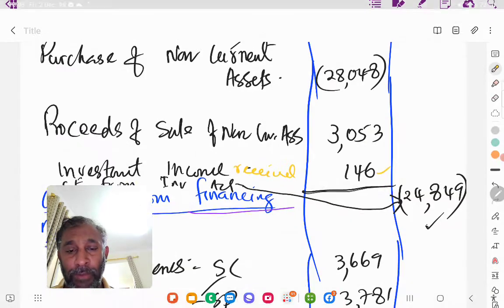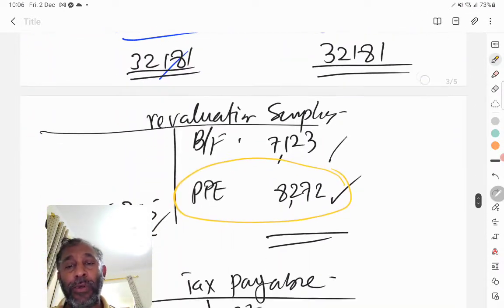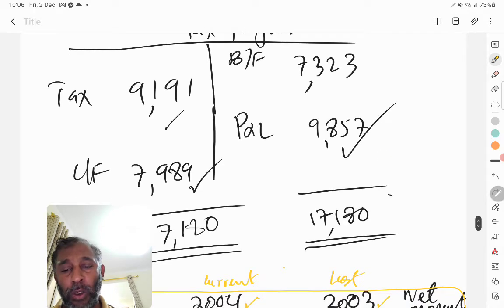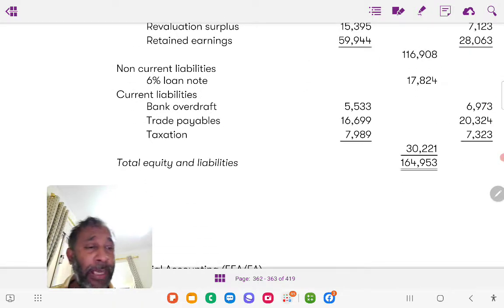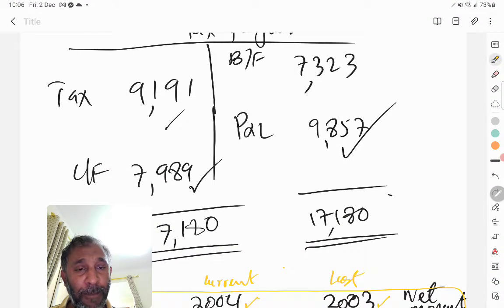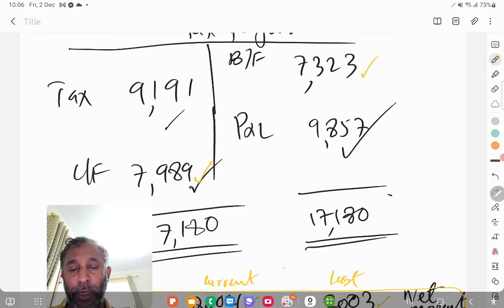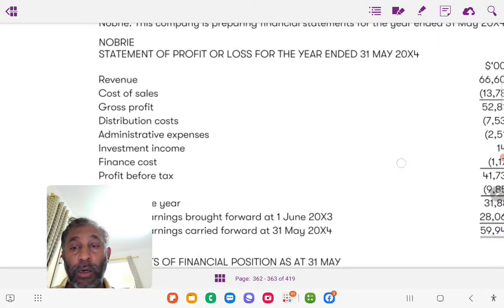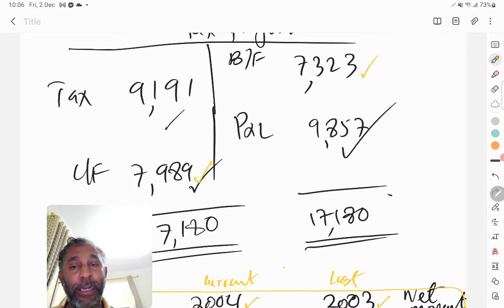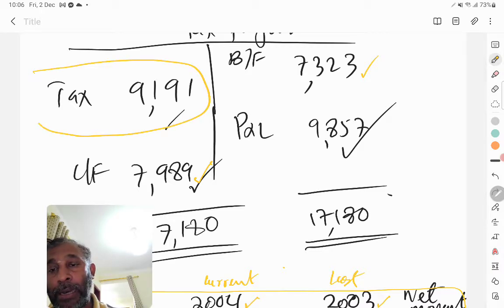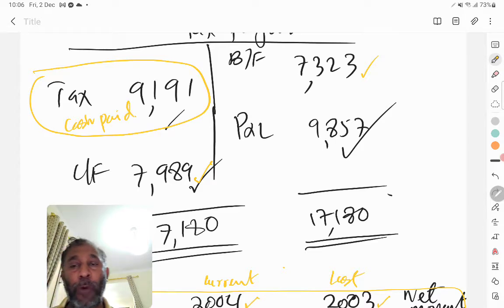So now let's go to the income tax. You open a T account for tax payable, go to the balance sheet and find out you have a liability there. So you have the tax liability, opening balance 7,323, closing balance 7,989, and then the tax expense as per the profit and loss account, you can look down, it is 9,857. Accordingly, the tax we paid, the cash paid, is 9,191.